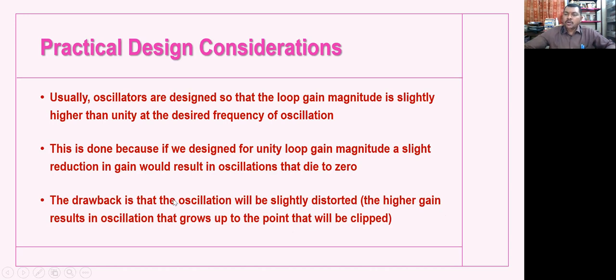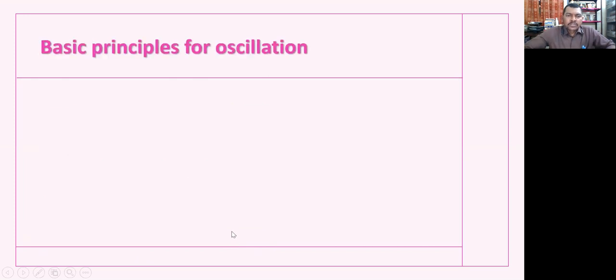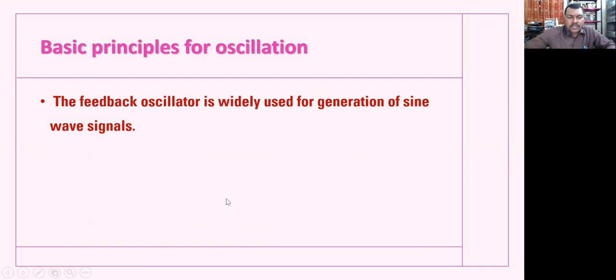If you have this, the drawback of this oscillation is that it is slightly distorted. On top of that, if you go on increasing the voltage, it will have a clipped portion. So it will not have a fine AC signal, right? But it will be clipped at the top or the bottom side, right? So that is how we call them slightly distorted signals. That is not a pure signal. So these are some of the basic principles of oscillation.